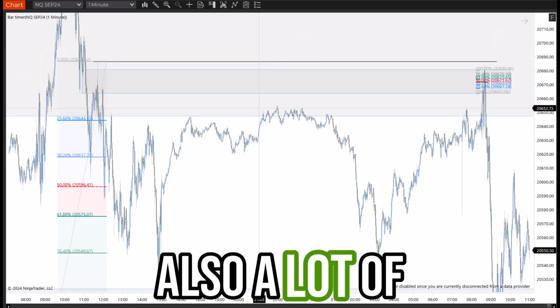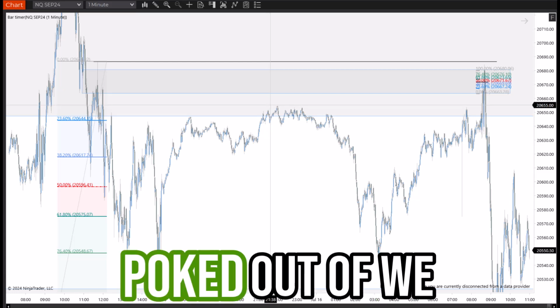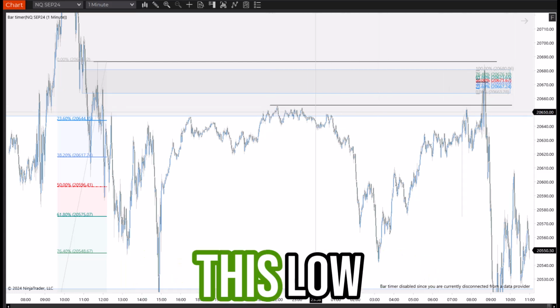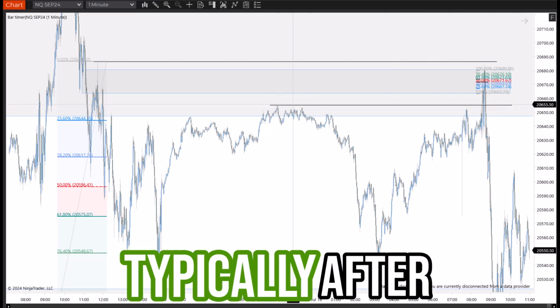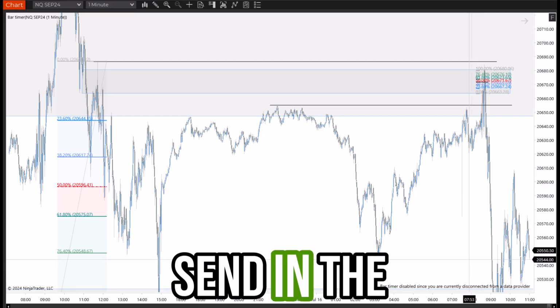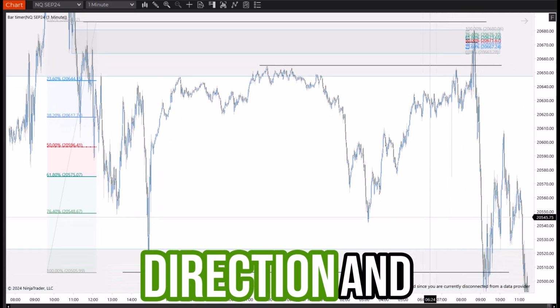Also, we saw price ram through a lot of liquidity pools right over here. We see that price pushed past all of this low resistance liquidity. Typically after it takes out a bunch of liquidity, we send in the opposite direction, and that is how you frame reversals.